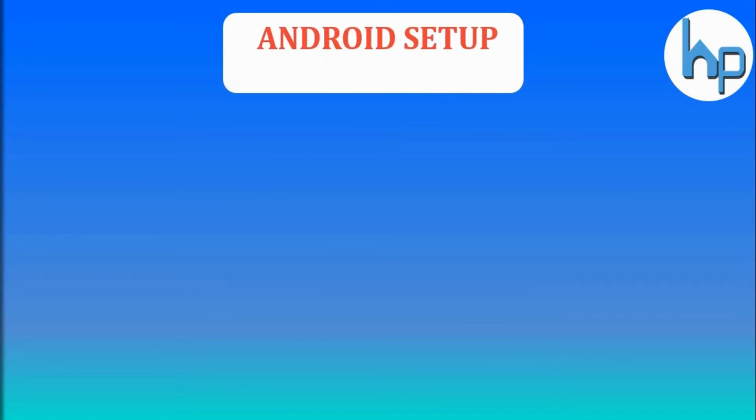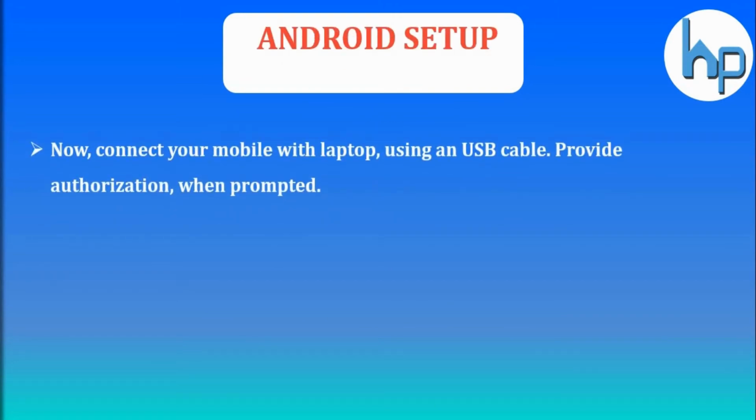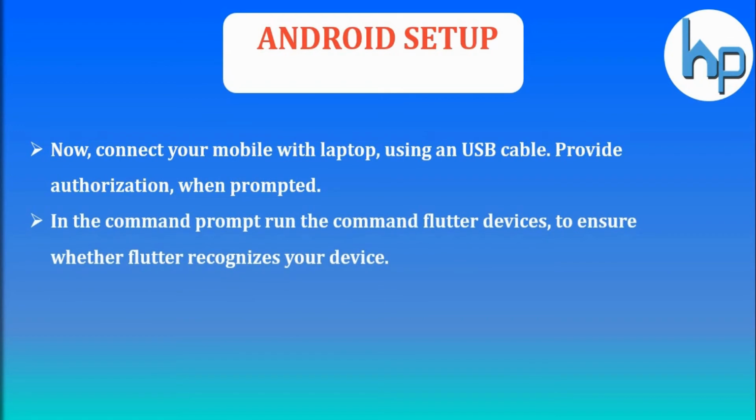After enabling developer option, you have to connect your mobile device with the laptop using a USB cable. When you are prompted for an authorization, provide authorization, and you can use the command prompt to check whether Flutter recognizes your device. For that, connect your mobile device with the computer using a USB cable.